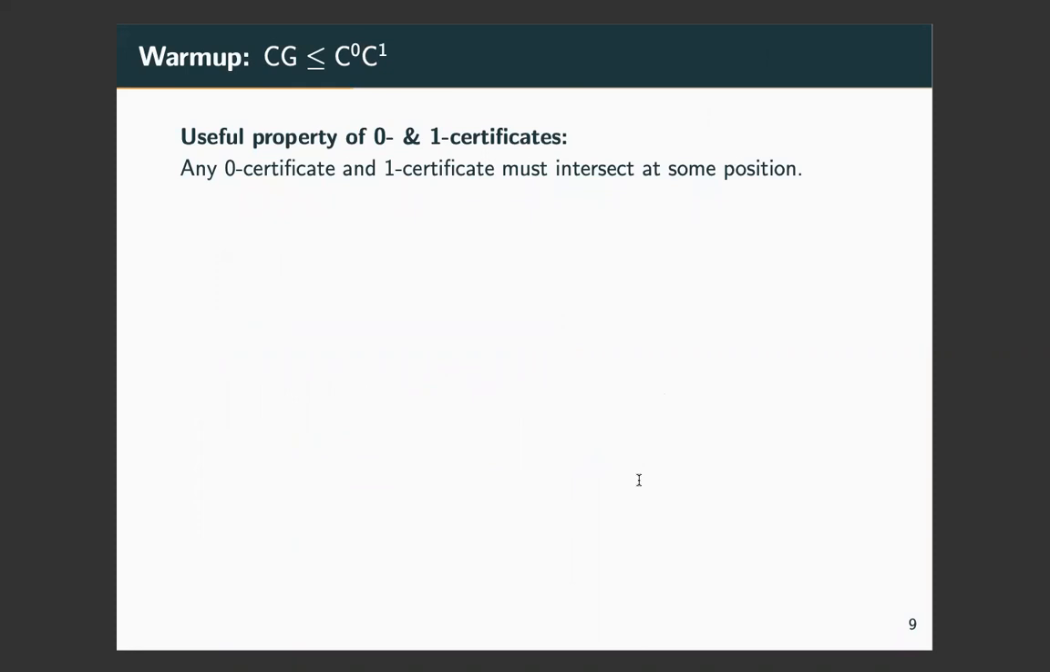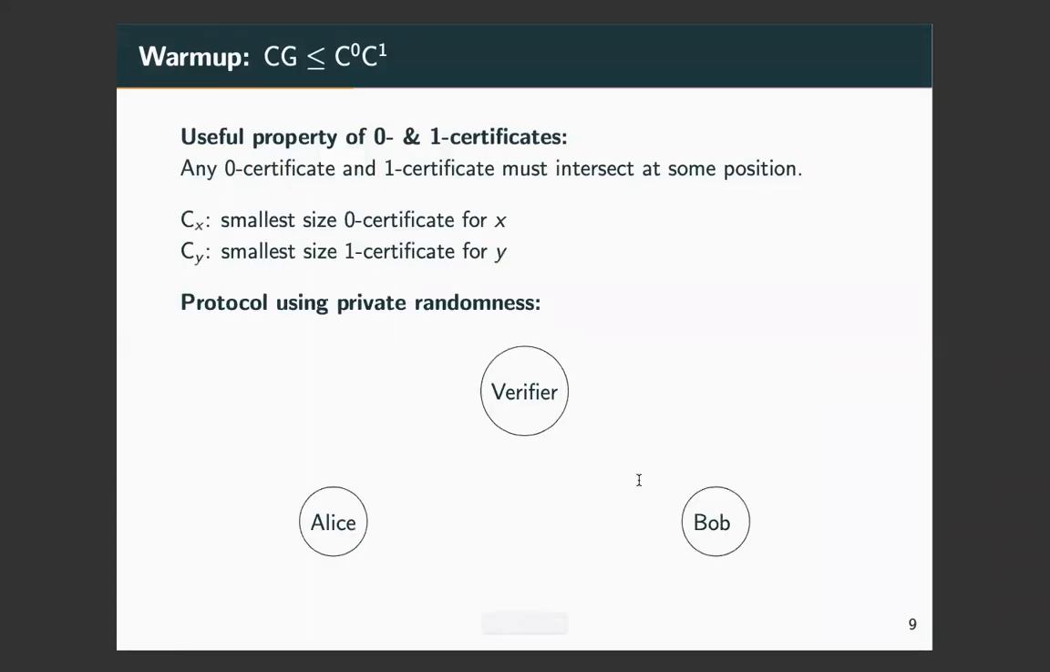As a warm-up exercise, we show that the private randomness variant CG is at most a product of 0 certificate complexity and 1 certificate complexity. A useful property of 0 certificates and 1 certificates is that any 0 certificate and 1 certificate should intersect at some position. That is, there should be an index which is assigned conflicting values by the 2 certificates. Let Cx be a smallest size 0 certificate for x and let Cy be a smallest size 1 certificate for y. Let us consider the following protocol using private randomness.